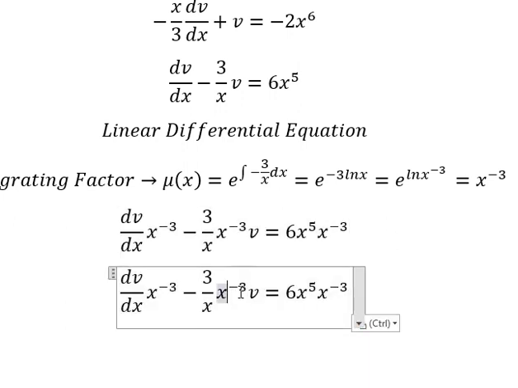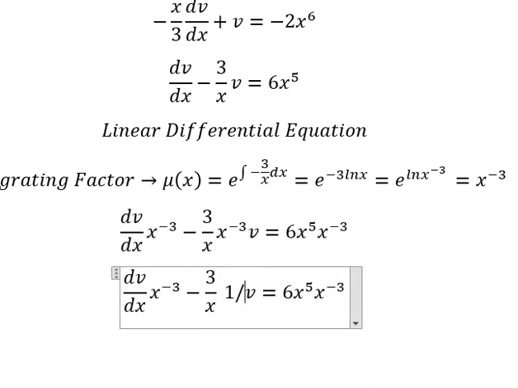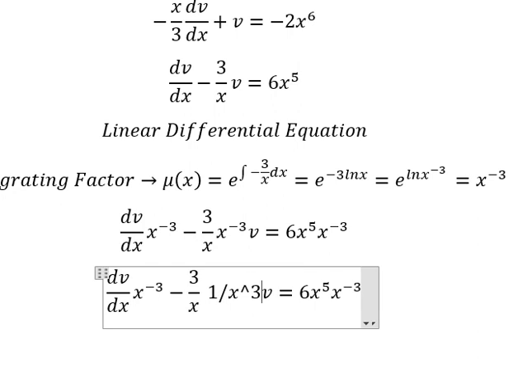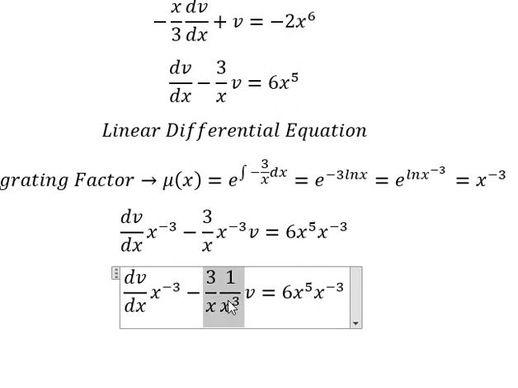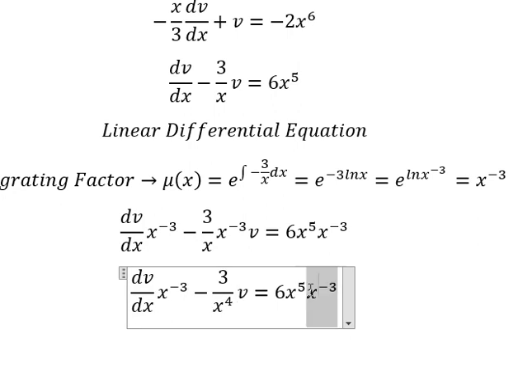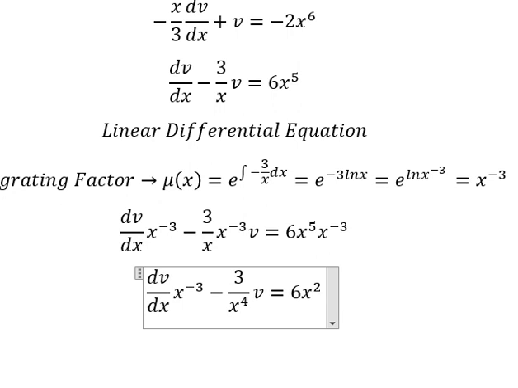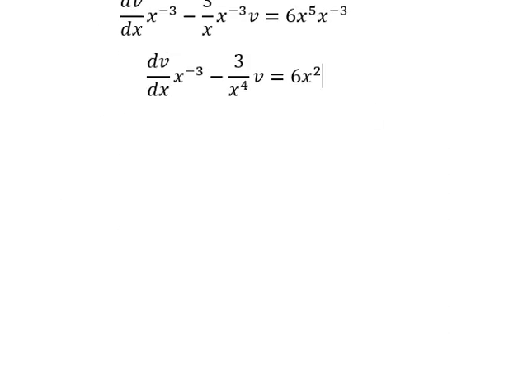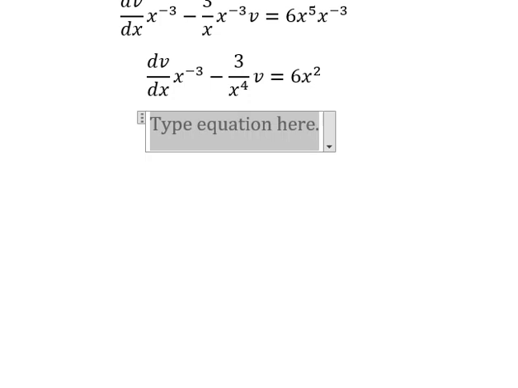So this one we have 1 over x to the power of 3, and we can put 3 over x to the power of 4. This one we simplify, 5 minus 3, we have x squared. Now we can put the integration for both sides.